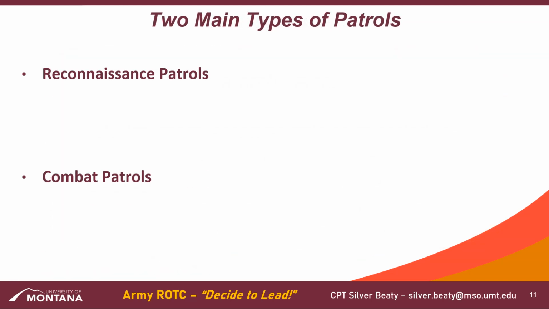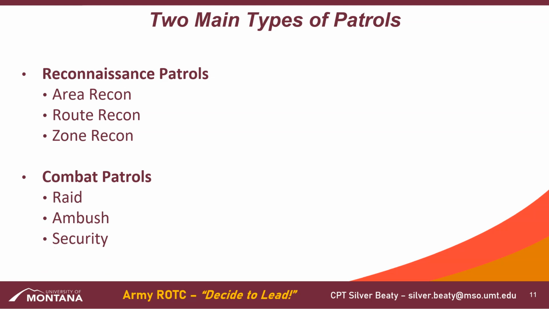Now, there are two main types of patrols. We have reconnaissance patrols, or recon patrols, and then we have combat patrols. Each of these has its own types or subcategories within it. For recon patrols, you'll see area recon, route recon, and zone recon, whereas combat patrols encompass raids, ambushes, and security patrols.